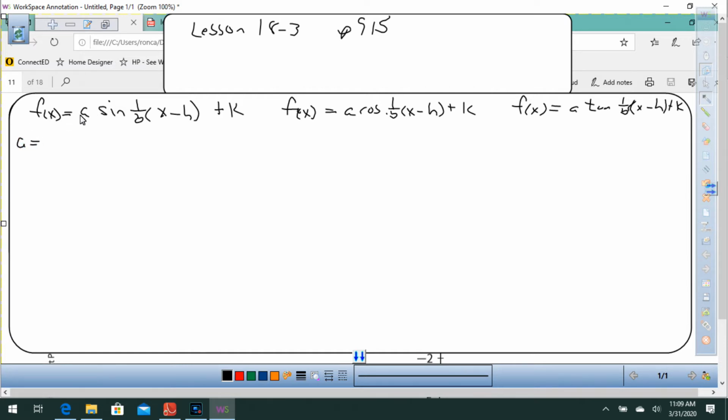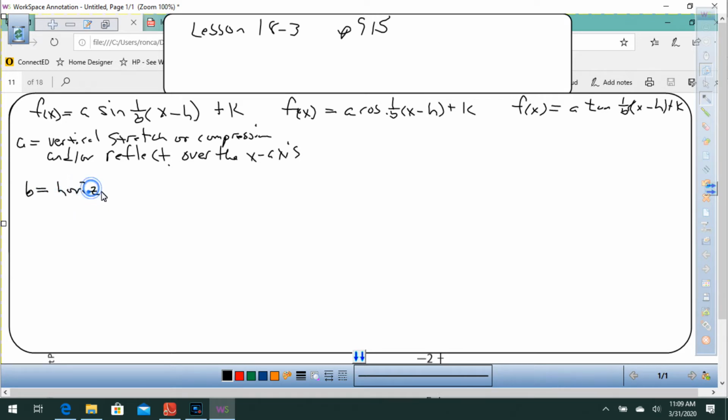A, what it's done all year long, that is a vertical stretch or compression, and that goes for all three. And or reflect over the x-axis. B, horizontal stretch or compression, and or reflect over the y-axis.